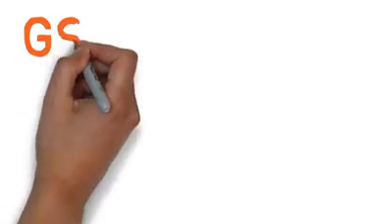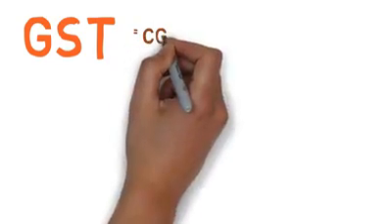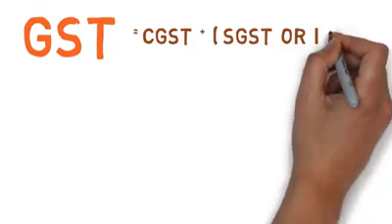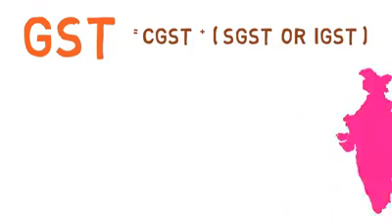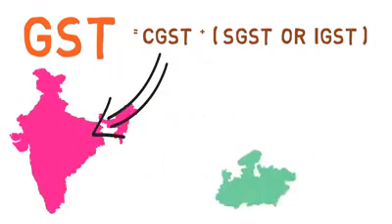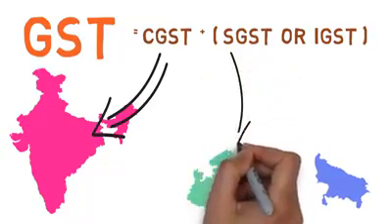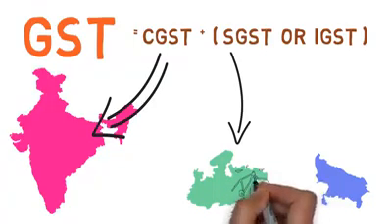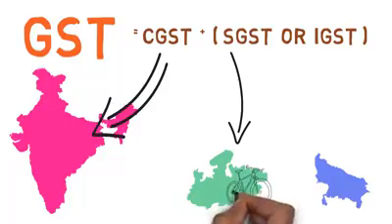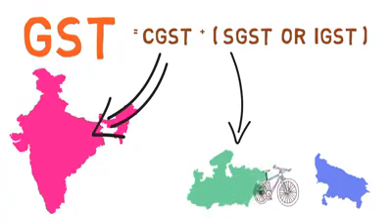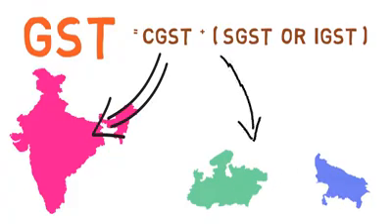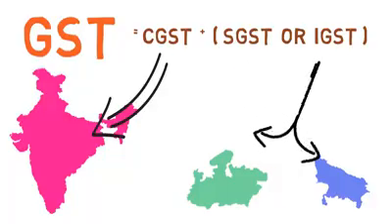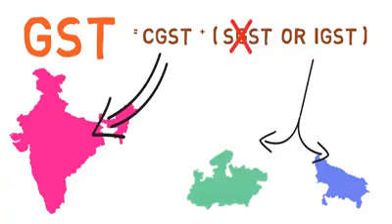Let's take GST in detail. GST is a combination of CGST and SGST, or IGST. CGST is central GST, which is paid to the central government. SGST is the state GST which is paid to the state government, and IGST is the integrated GST which comes in the situation when goods and services move interstate. For example, product A is manufactured in Madhya Pradesh and sold in Uttar Pradesh, so IGST is distributed between both the states. In this case, SGST will not be collected.